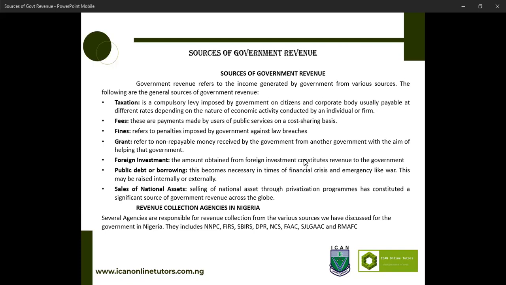We have sales of national assets. Selling of national assets through privatization programs has also constituted a significant source of government revenue across the globe, whereby the government can generate funds to cater for capital projects in a state or in the country. And when there is availability of funds, the government can repurchase such national assets.